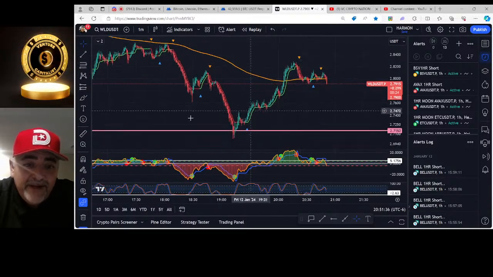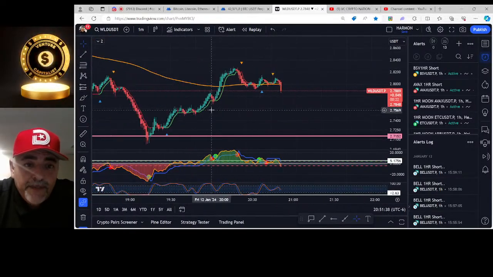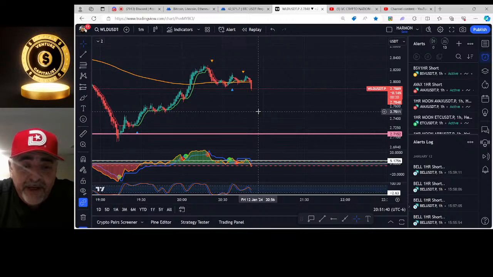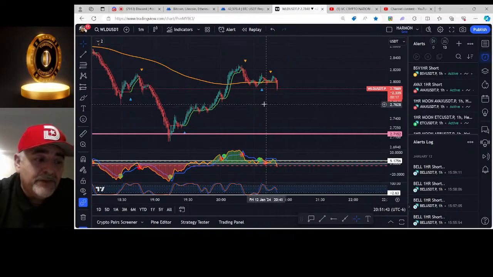So that is how easy it is to use your indicators. Now let's get back to this trade here. Looks like we do have some downturn here.